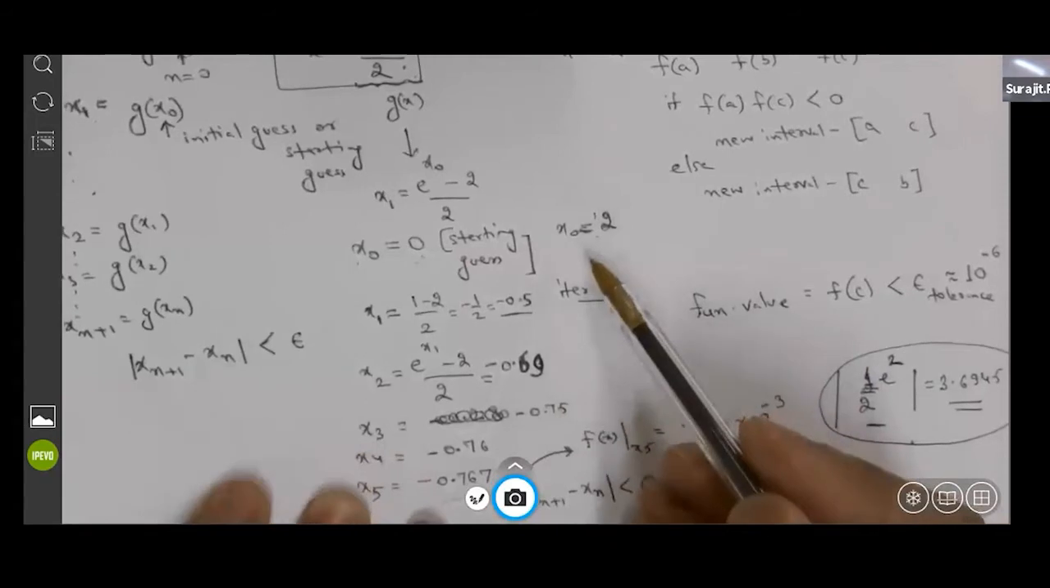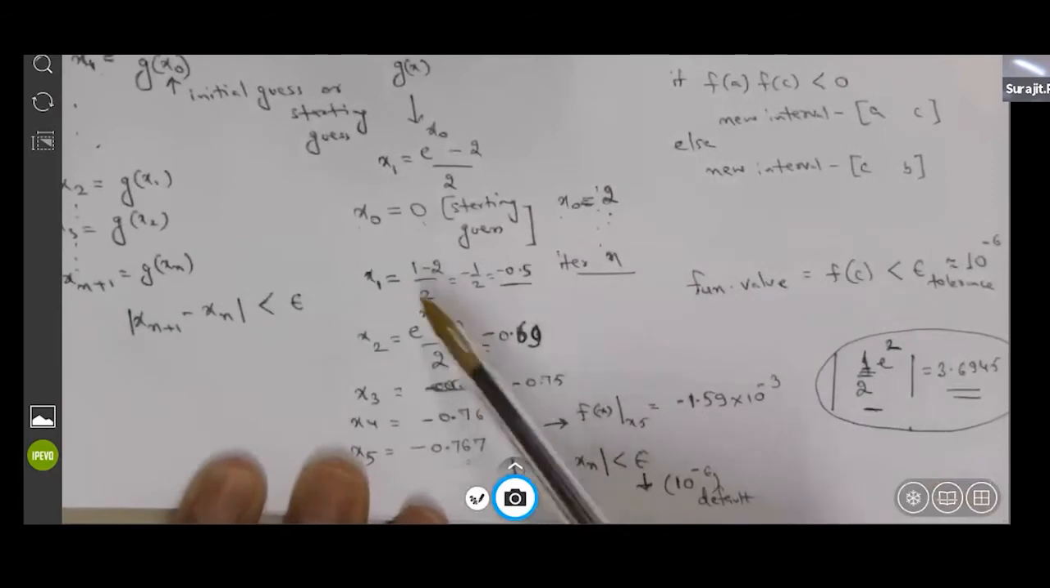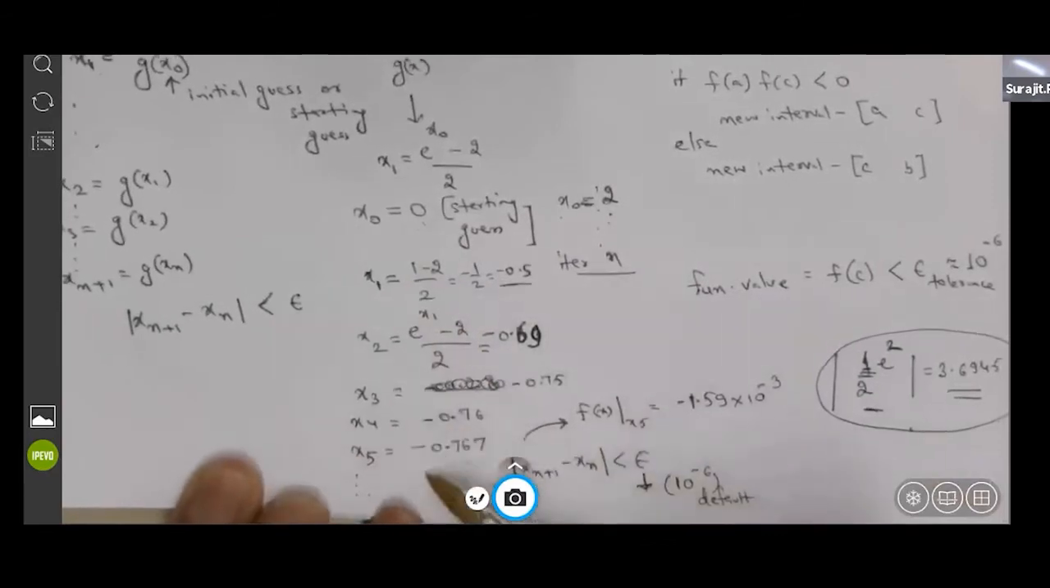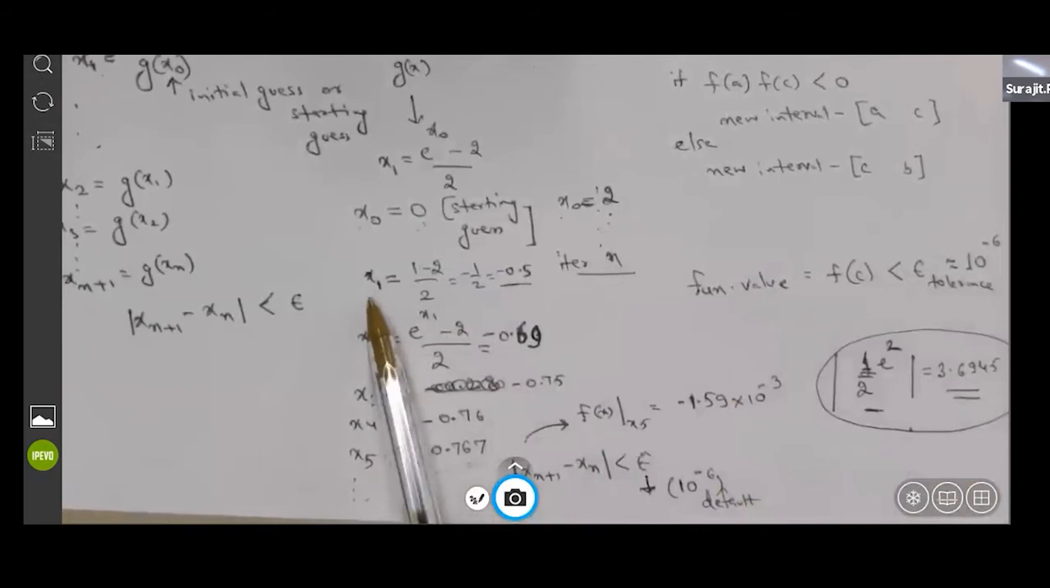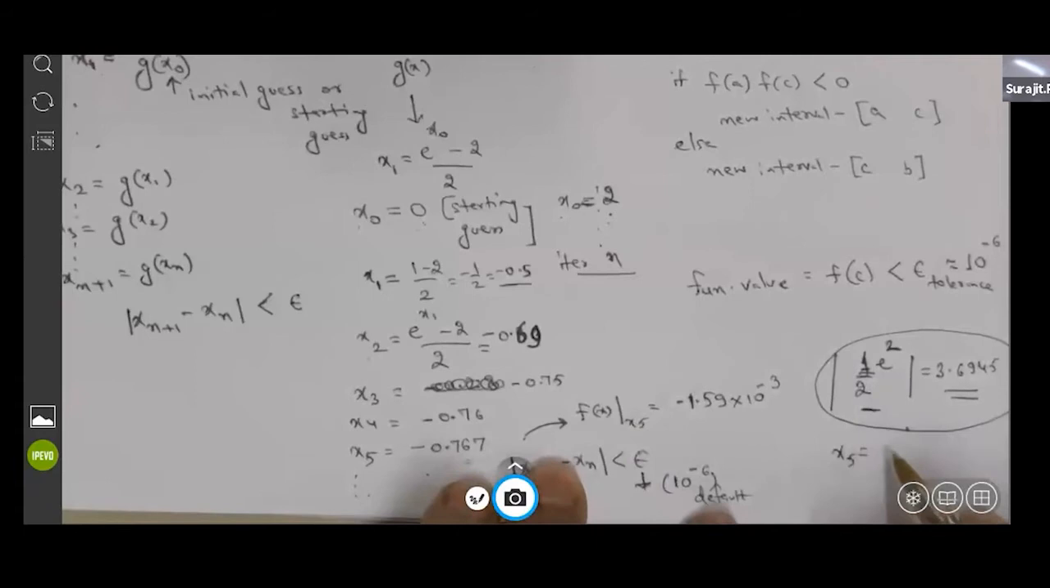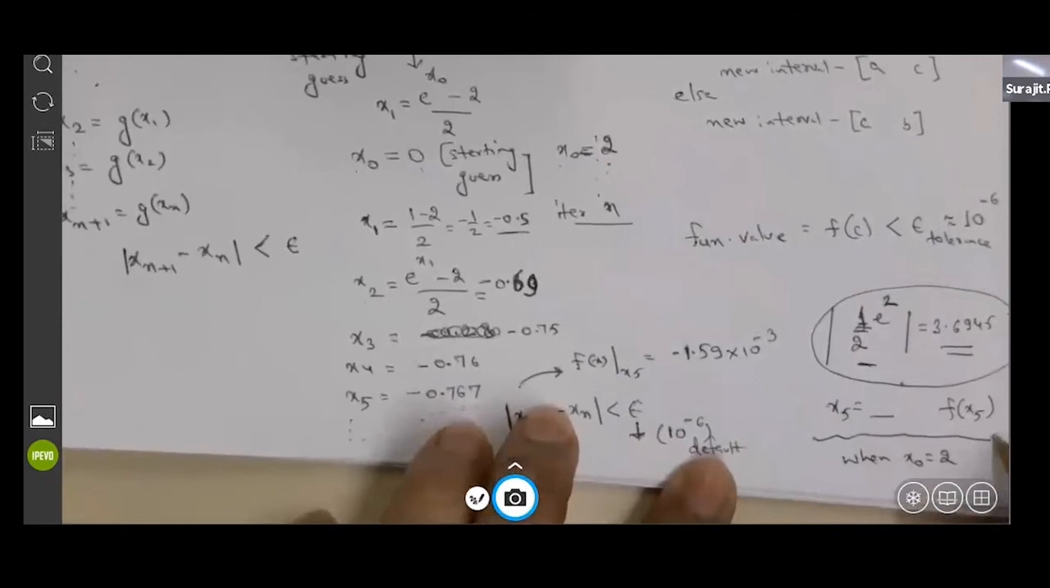Having done that, we will come back to why I asked you to calculate this. You can now proceed with this calculation where x0 equals 2, which is the starting guess, and calculate successive values of x1, x2, x3, x4, and x5. Let me know what x5 is and what the function value is at that x5, when x0 equals 2.